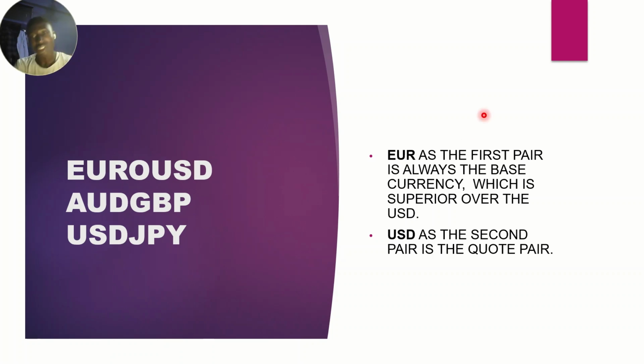Okay, so let's continue. So EUR/USD, as you are seeing over here, this zero is not supposed to be there. EUR/USD is Euro and then USD. Euro is the first pair, and it's always the base currency, which is superior to the USD. And then we have the USD as the second pair, which is the quote pair or the counter pair.